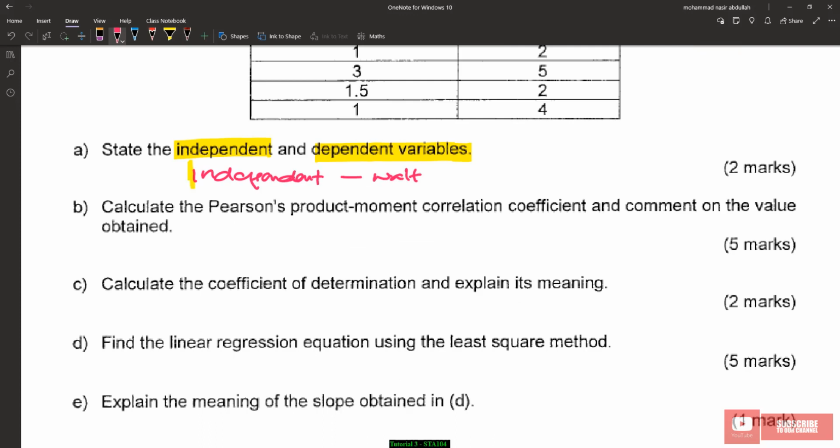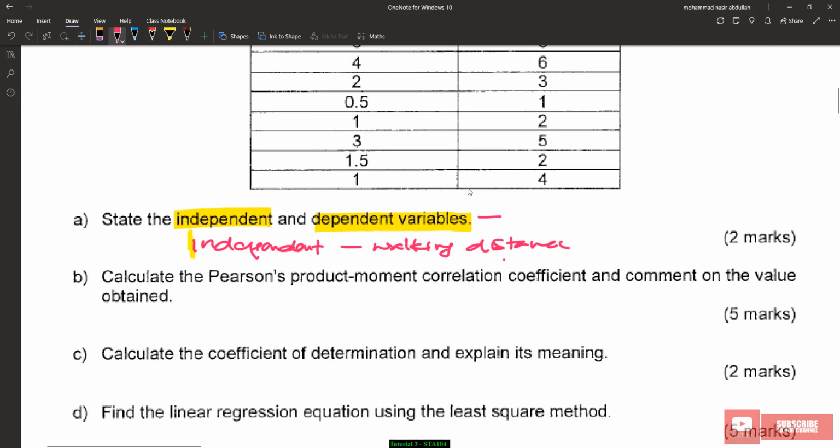The independent variable is walking distance and the dependent variable is weight loss.